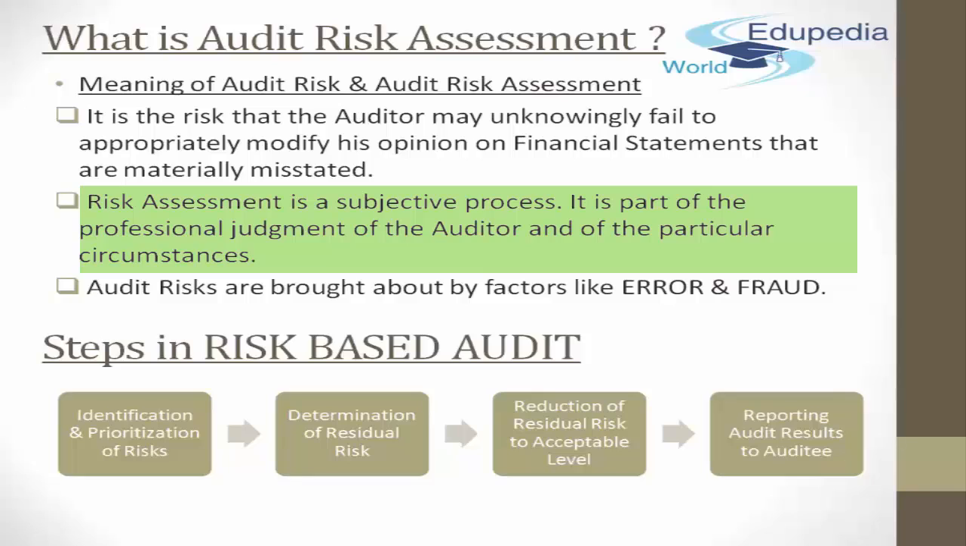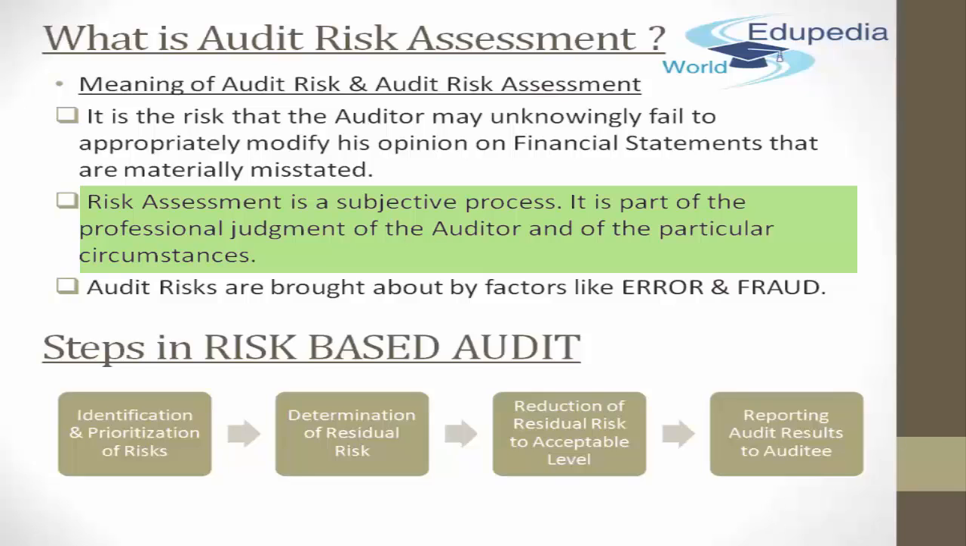For example, FMCG is altogether different from one which is going to provide you a service. So both the companies are going to have different kinds of risk assessment. So it is basically part of your professional judgment as an auditor and of the particular circumstances. What might apply to an FMCG company or manufacturing company may not apply to a service industry. So accordingly, you need to judge in what kind of scenario you are going to apply some of your audit assessments to them. That is number 2. Number 3 is audit risks are brought about by factors like error and fraud.